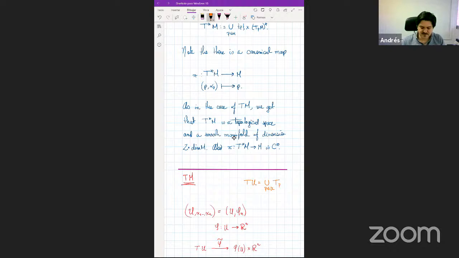So I do all of this, right? But remember that U is open. So TPU is the same as TPM. So I'm looking at all of the tangent spaces, but only when P is in U. And using the fact that this is a chart on the manifold, we were able to define this homeomorphism.